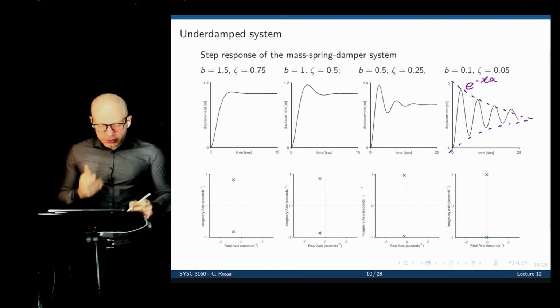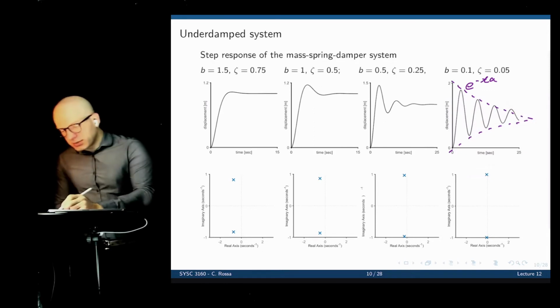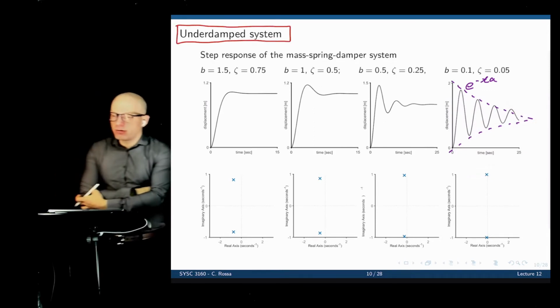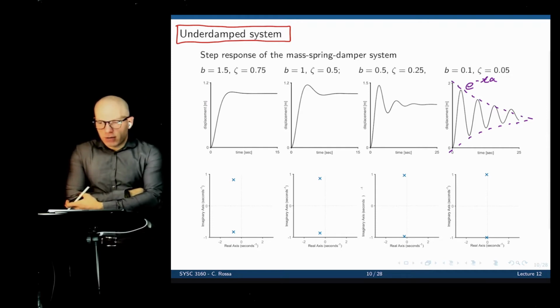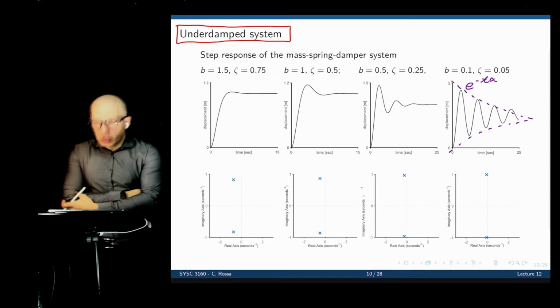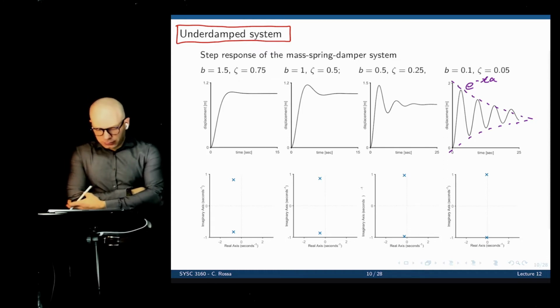Okay, so this is the third case, an underdamped system, not enough damping to create an exponential waveform only. There will be some oscillations. These oscillations come from the fact that now we have imaginary components in the poles.